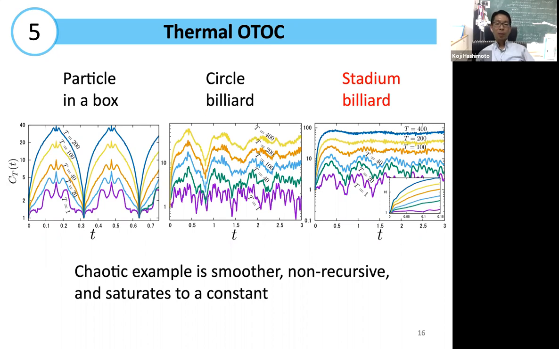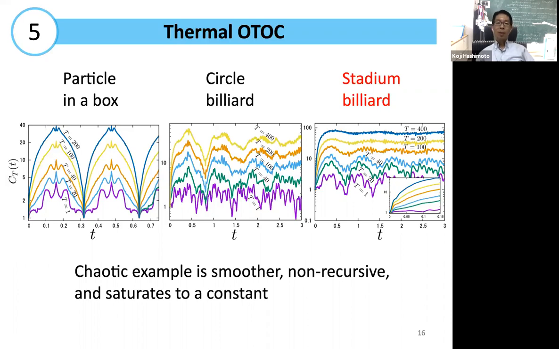So here is the result of thermal ODOC. Given a temperature, we can compute thermal ODOC. And again, particle in a box is periodic. Circular billiard is not periodic, and serial billiard is not periodic. And interestingly, stadium billiard has a very nice flat behavior around here. So it looks like it saturates to a constant.